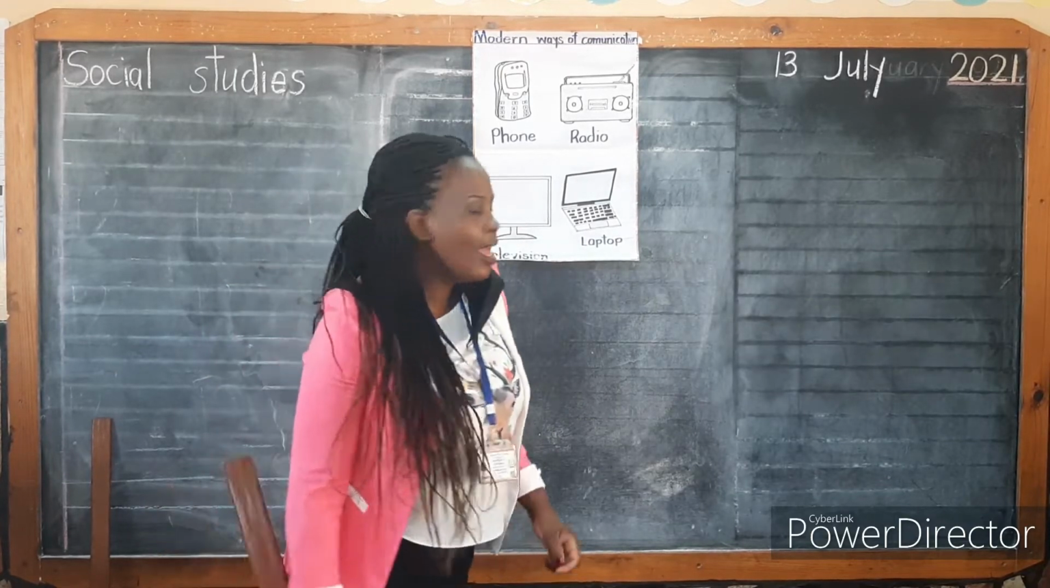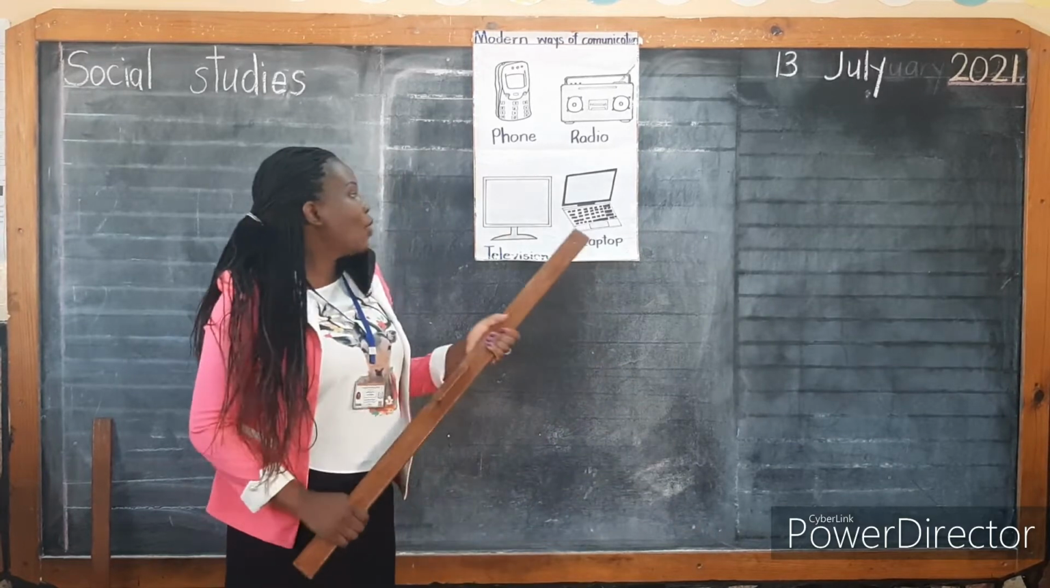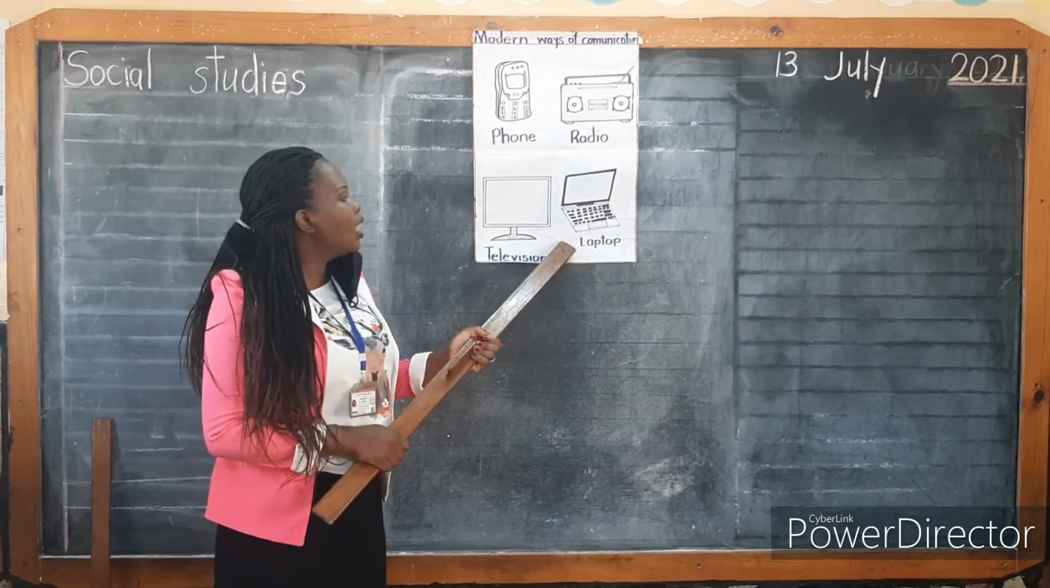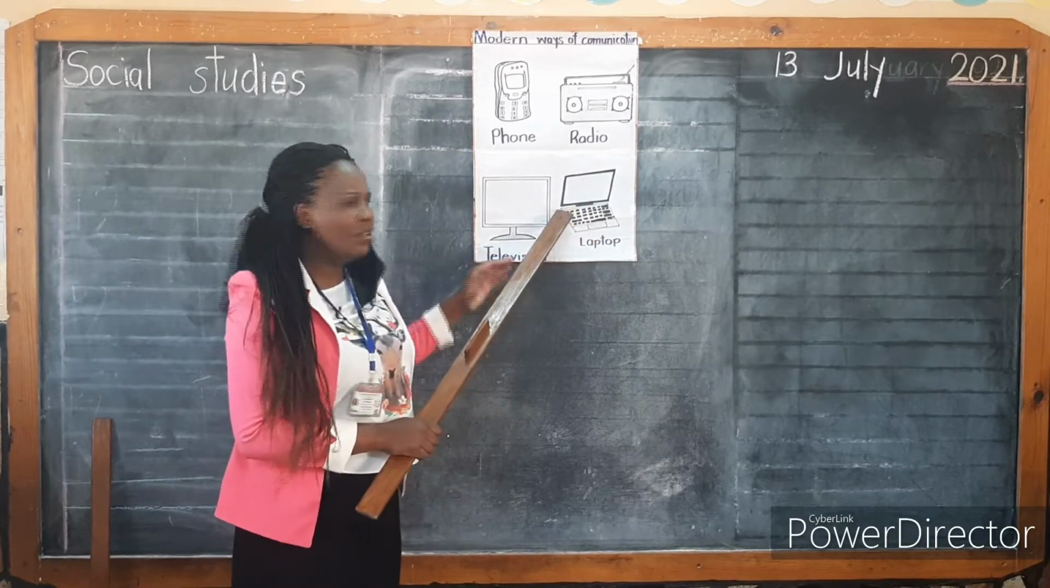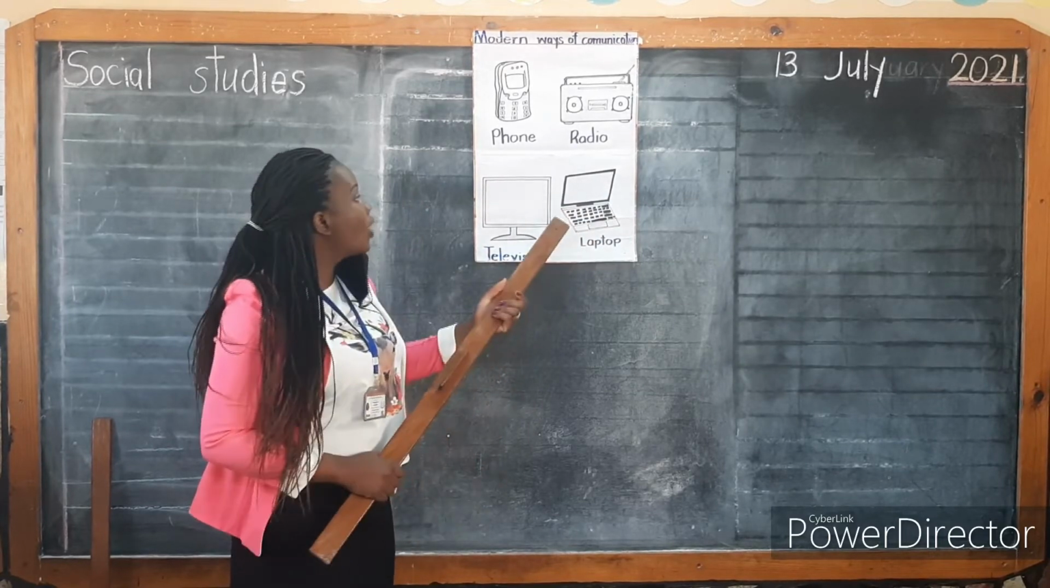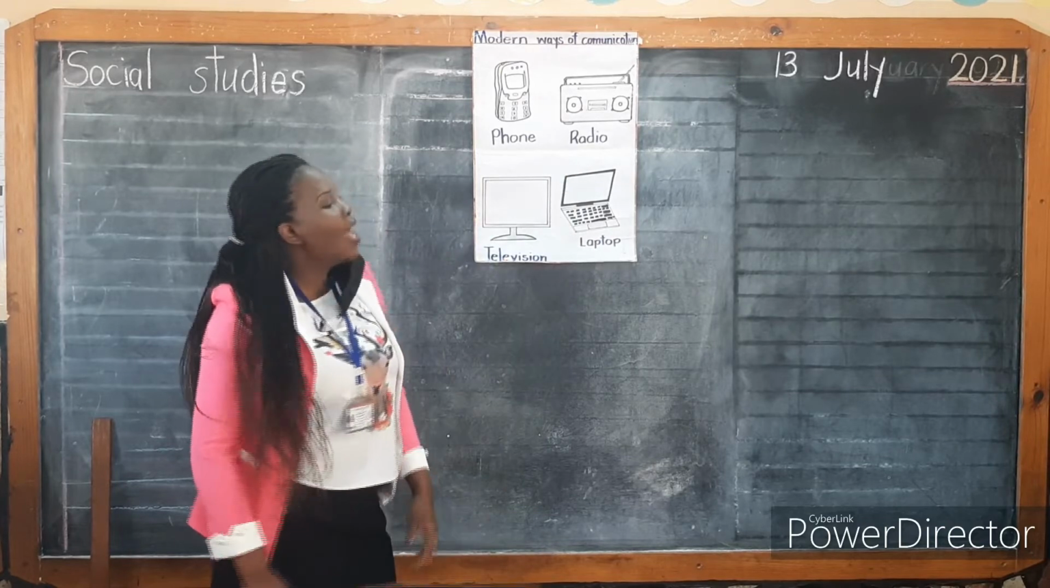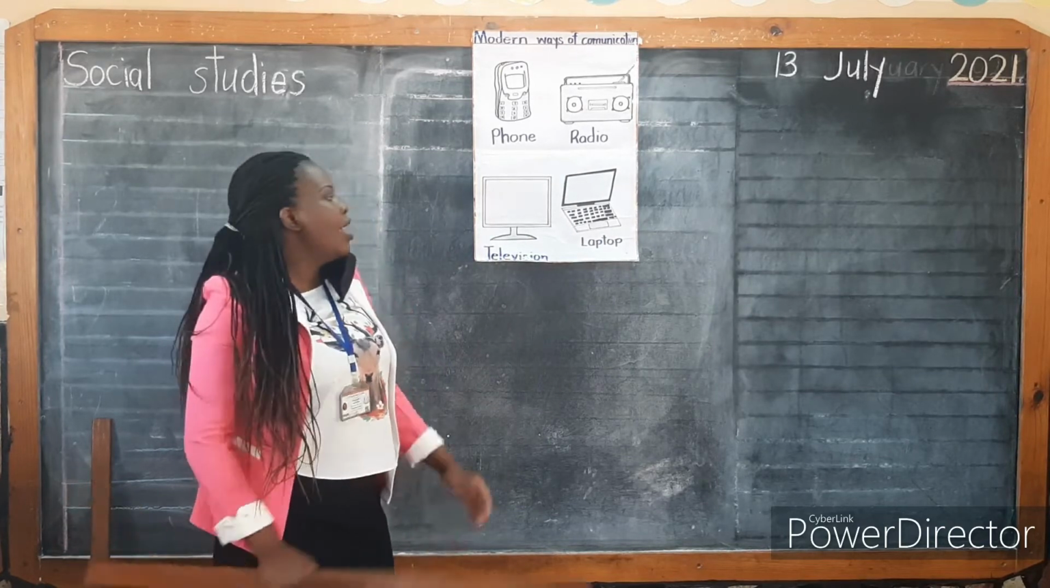Good. Next, we'll move on to another item, which is a... Do I know this one? Can someone help me? No. Okay. This is a laptop.